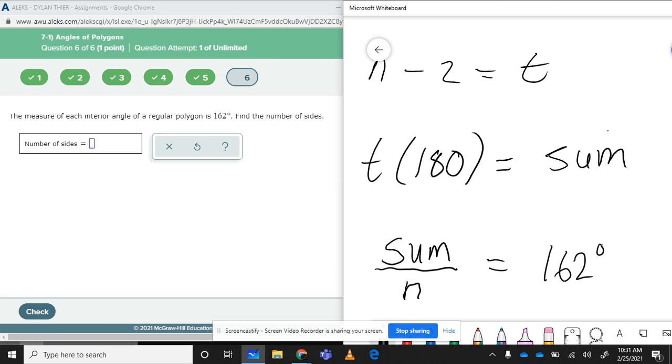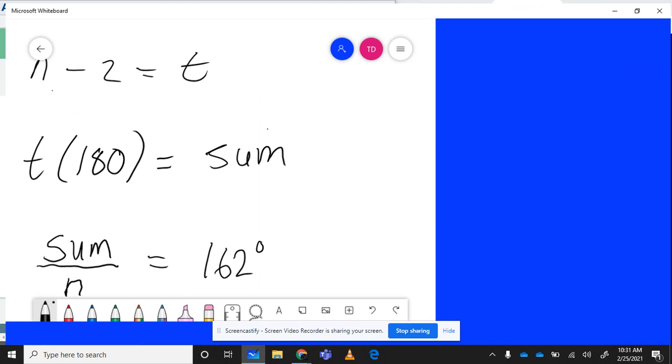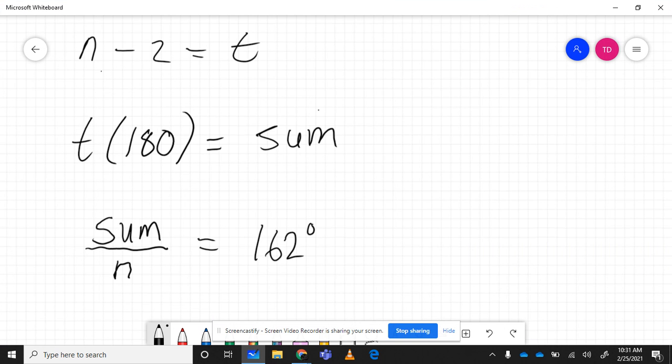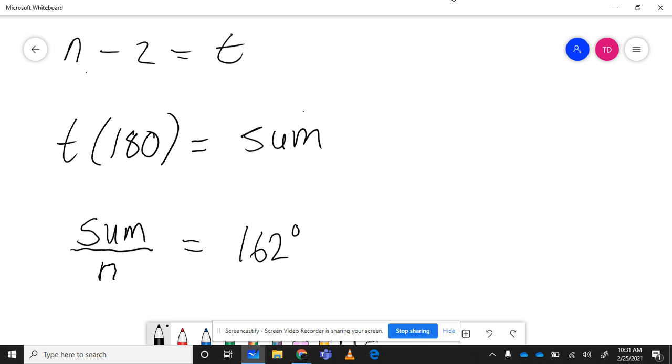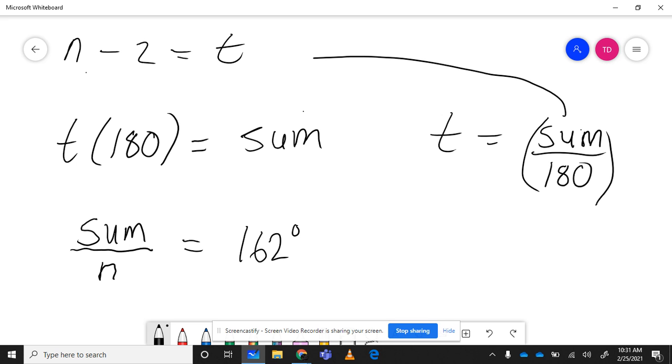Now, one thing we can do is we need to get ourselves to here, which means we need to solve for t and put it into this equation so that at the end we can figure out what n is. Well, if we're going to do that, let's take a look at this second equation. If I wanted to know what t is equal to, I'd have to get t by itself. So on this second equation, I'm going to rewrite it as t equals the sum divided by 180. Okay, that will allow me to put this into here.